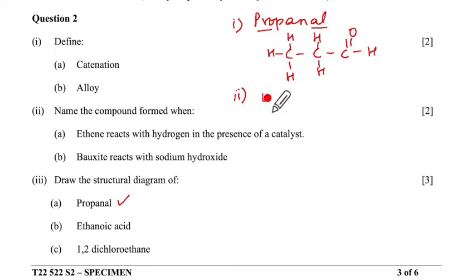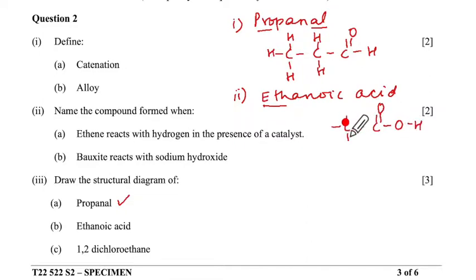Ethanoic acid. Now ethanoic acid has eth, which means 2 carbons. So we have C single bond C. Acid means it will be C double bond O single bond OH. And this will be all 4 valencies shown like this. And these ones will be taken by hydrogen.